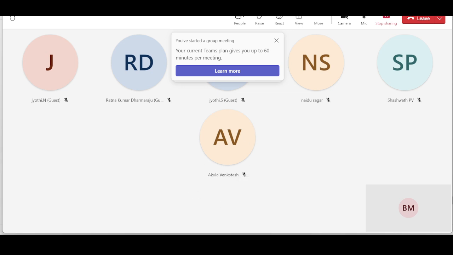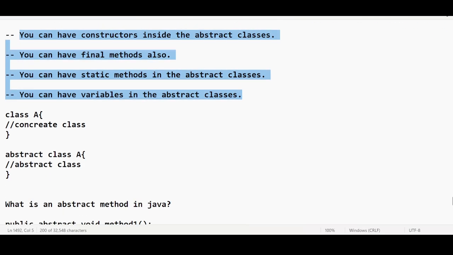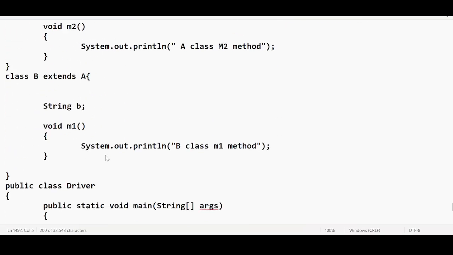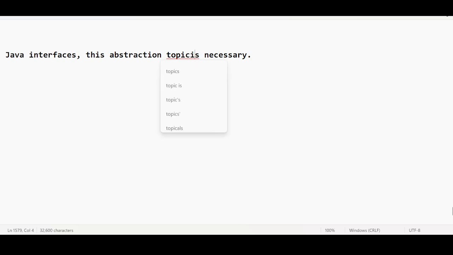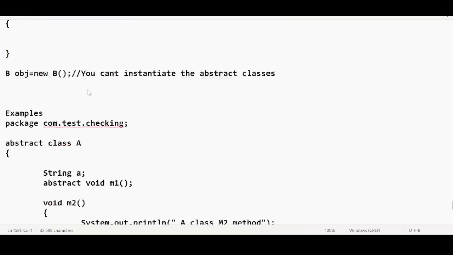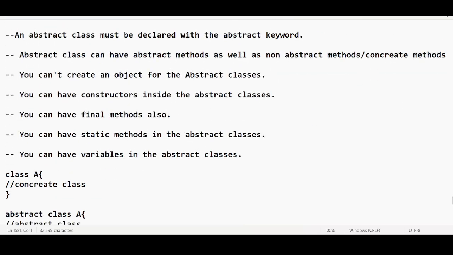This topic is necessary to understand Java interfaces. To understand Java interfaces, this abstraction topic is necessary. Don't worry, we do not use it much. I mean, Java abstraction is not utilized everywhere. But try to understand the implementation part and the declaration part, and try to remember these points.